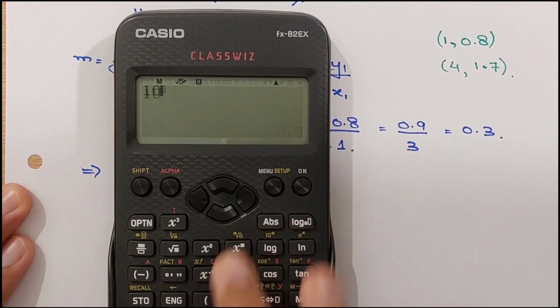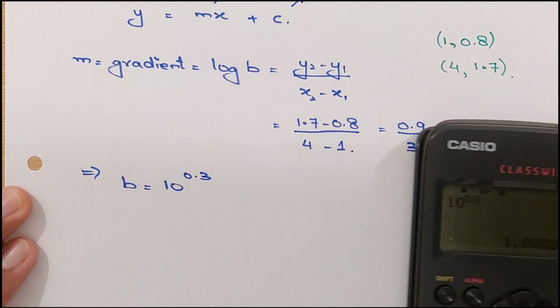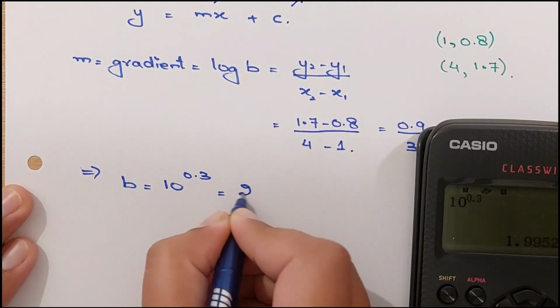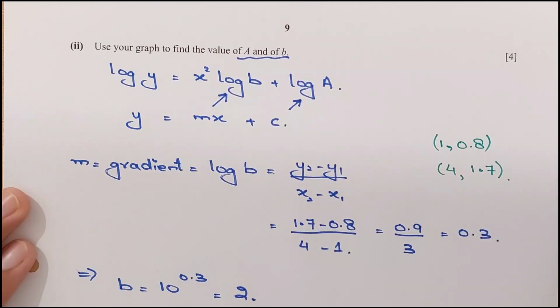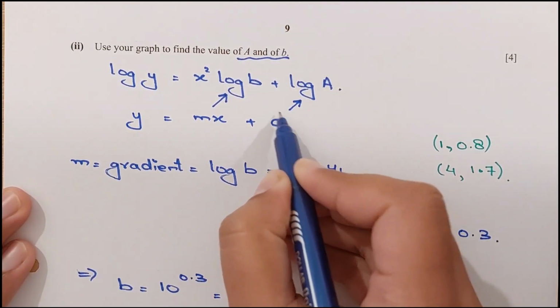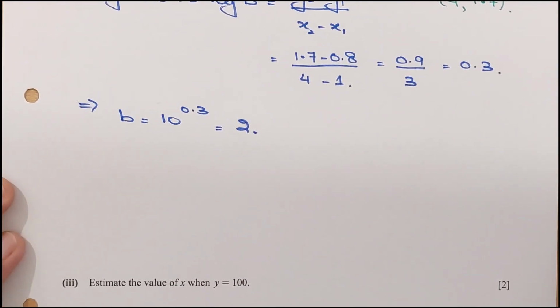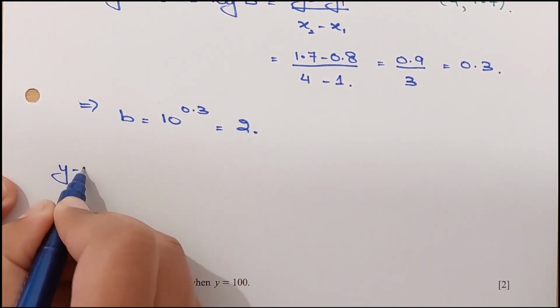So 10 to the power 0.3, this is 1.99, or if I round it, it is just 2. So the b value is equals to 2, right? And now the a value. So as you can see, the y-intercept of the straight line is c, and in this case it is log of a. So let me find the y-intercept.